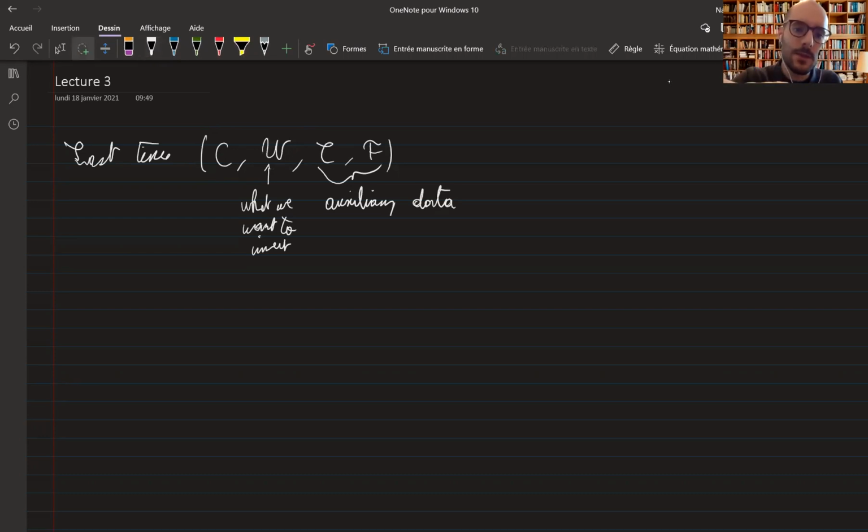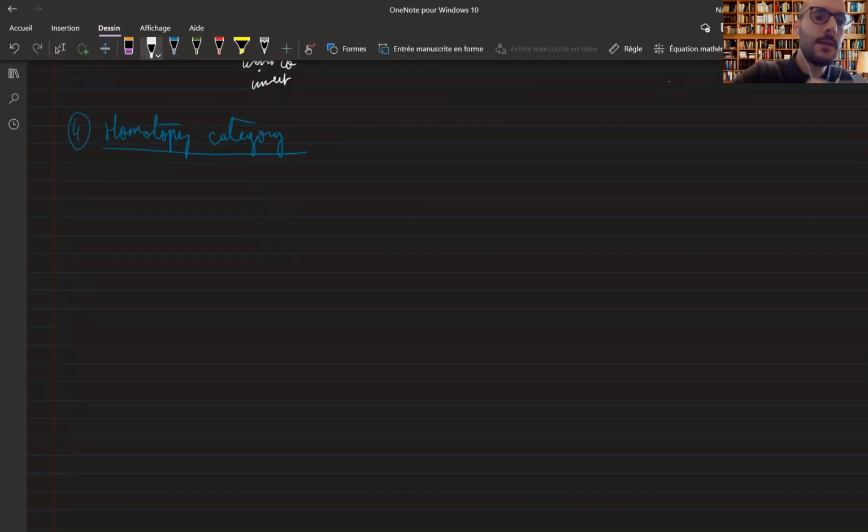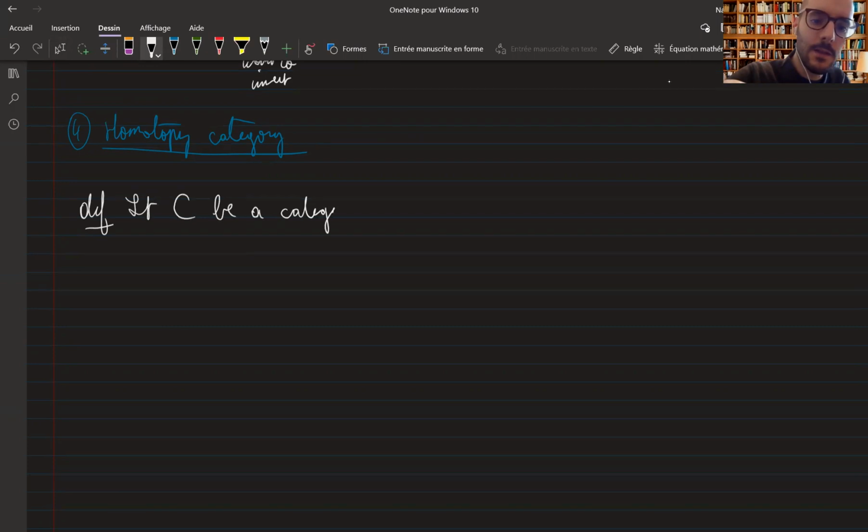What we are going to see this semester is how to use this auxiliary data to be able to work better with localization. Let me just remind you what we did briefly at the end of the last session. We briefly defined the homotopy category, which was the localization of C with respect to W. Let me remind you of the definition. Let C be a category and W a class of morphisms.